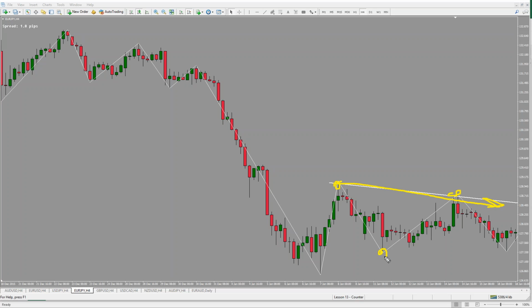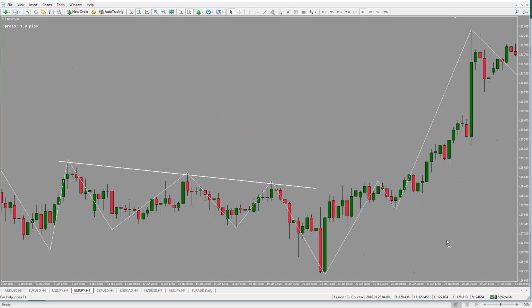We can also draw a line off the bottom here, provided that this line started to go up, and we can draw one in that direction as well. So let me just bring the chart back now. I'll have a look at some live examples where we can possibly find some.